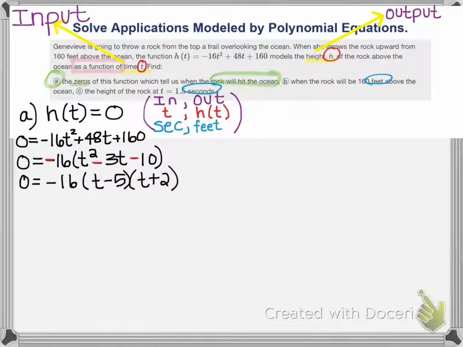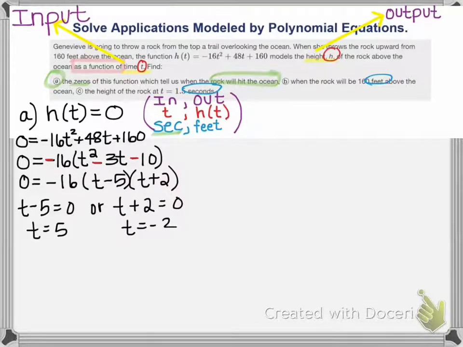Since my GCF was just a constant, negative 16, I don't set that equal to 0 because it doesn't contain a variable, so that's not going to give me a solution. What I'm going to do is set my two binomials equal to 0, because those are the ones that contained the variable. So either t minus 5 equals 0 or t plus 2 equals 0, which gives me the solutions of t equals 5 or t equals negative 2.